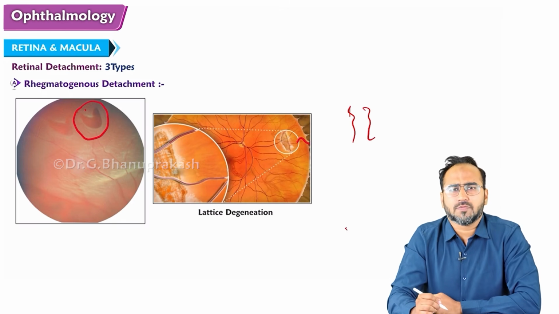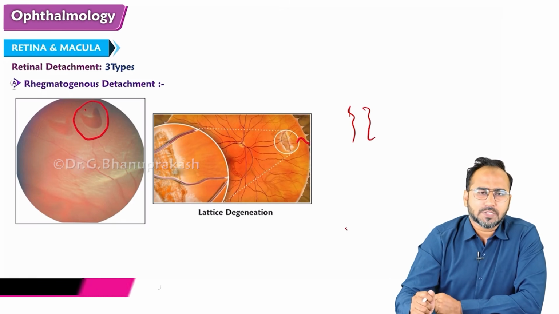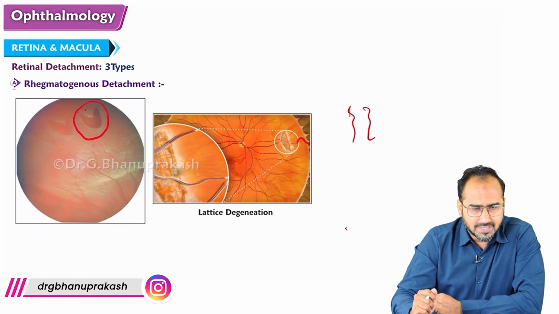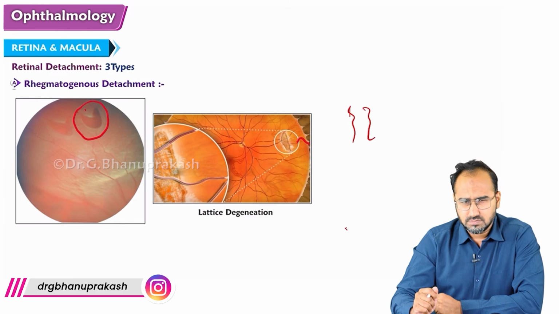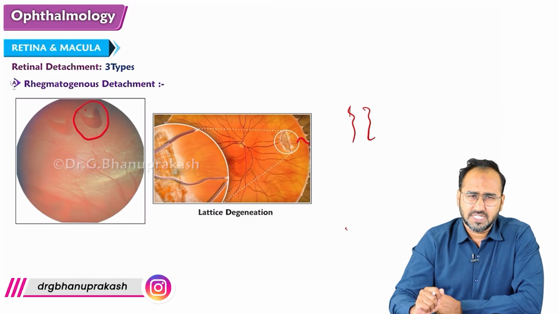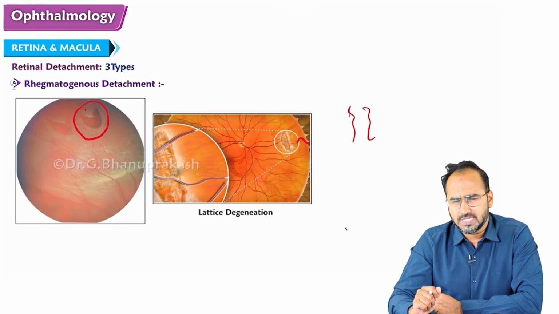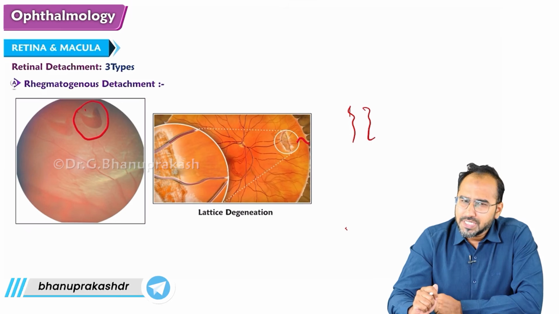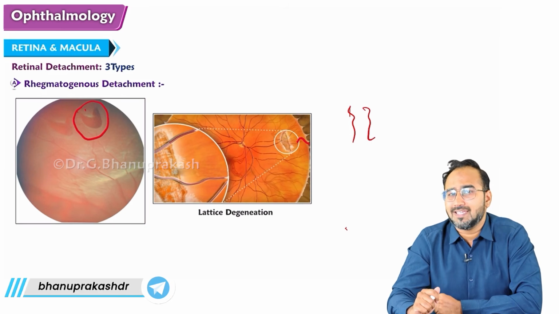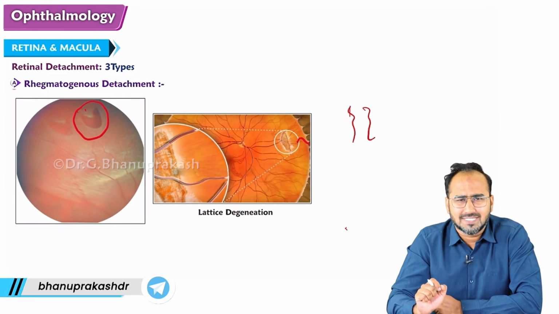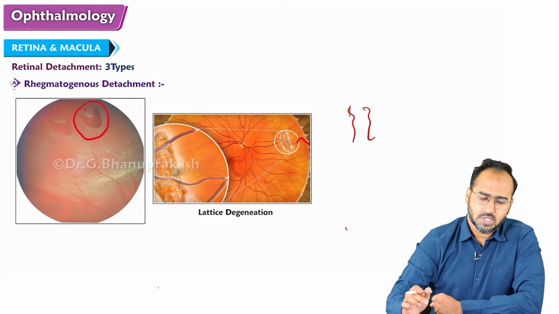So we were discussing rhegmatogenous retinal detachment. In rhegmatogenous retinal detachment, we see some features. When you do an investigation called indirect ophthalmoscopy, you will see lattice degeneration. You will see a horseshoe tear. Where is the horseshoe tear occurring? It is occurring in the superotemporal quadrant of the retina, and you might see some holes also developing.